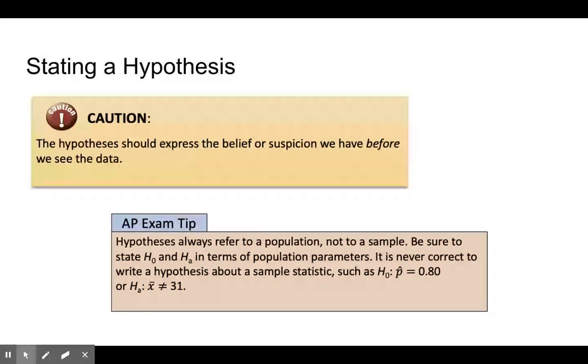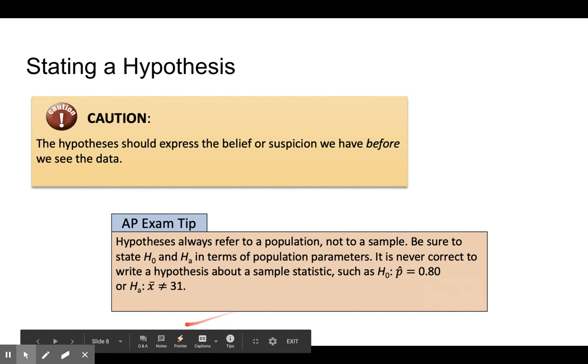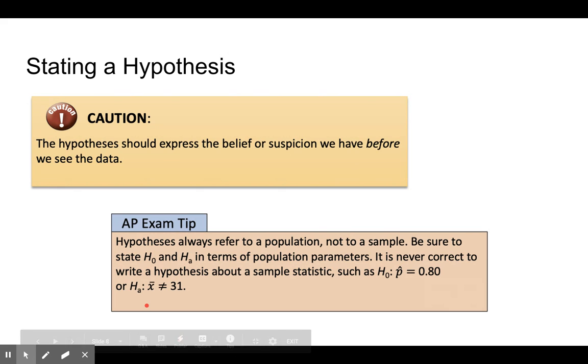And a little tip for the AP exam, hypotheses always refer to a population, not a sample. Be sure to state H naught and H alternative in terms of the population parameters. It is never, ever, ever correct to write a hypothesis about a sample statistic, such as using p hat or x bar. When you state a hypothesis, never use p hat, never use x bar, always p or mu.